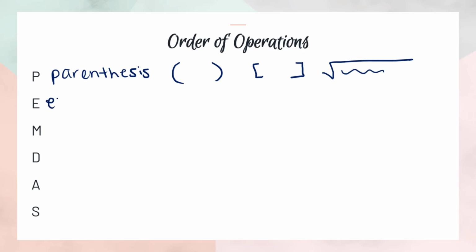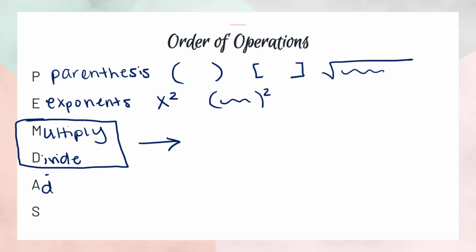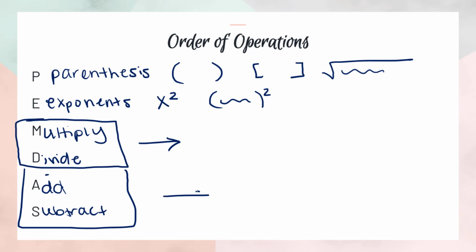The next is exponents. So maybe you'll see it like this, or you'll see a group of things all brought to a power. It could be 2, 3, 4, whatever. The next is multiply and divide. These two go together, multiply and divide. It's kind of like one step. It's whichever comes first from left to right. And then next is our add and subtract to close it out. And again, these are one step from left to right. So here's our order of operations. Let's look at some examples.